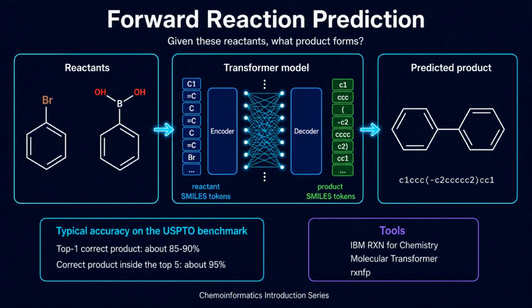Forward prediction answers: given these reactants and conditions, what products will form? Modern approaches use transformer models, the same architecture behind ChatGPT, adapted for chemistry. The model encodes reactant SMILES strings, processes them through attention layers that learn which atoms interact, then decodes the product SMILES. On the standard USPTO benchmark, current models get the exact major product right about 85 to 90% of the time, and the correct product appears somewhere in their top 5 predictions about 95% of the time.